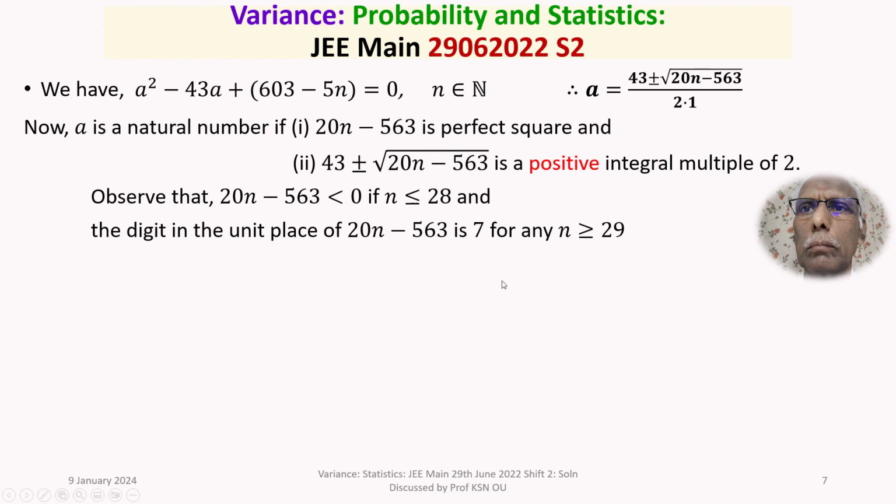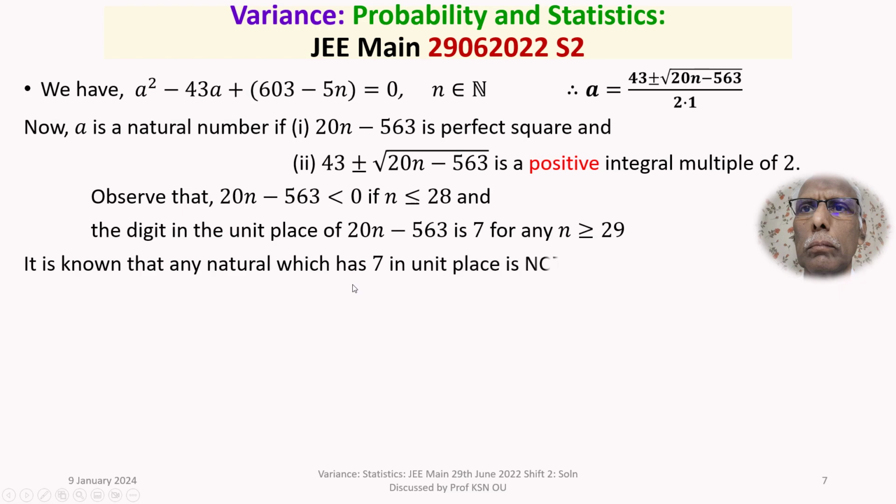Suppose you have a natural number with 7 in the units place. Can it be a perfect square? It is known that any natural number which has 7 in the units place is not a perfect square. So that means 20n minus 563 is not a perfect square. So when you compute A, then A will not be a natural number.